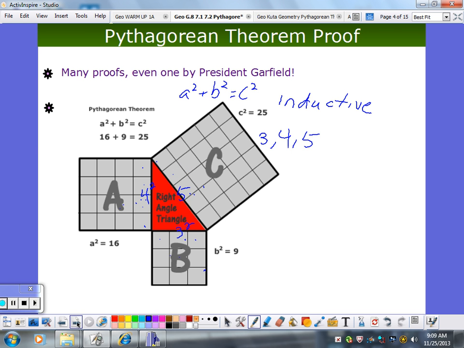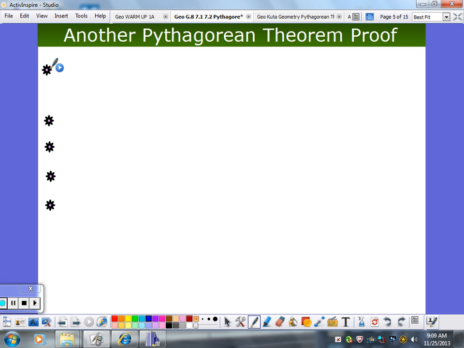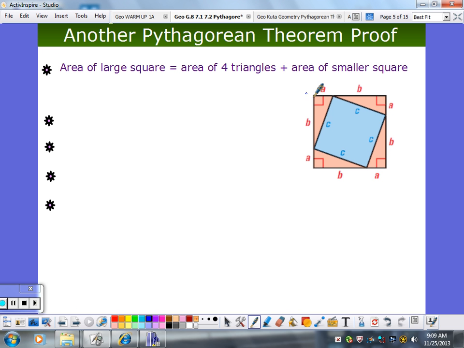Let's see if I can come up with another way of thinking about it. I've drawn another picture here. So these are all squares. This pink square is a square, and then I've got a blue square inside it. And remember how area of a square works? If you have a square, the area of a square is the side length squared. So we're going to be using that property here. So let's see what we've done. We've broken this apart. We've made a blue square inside it with side c.